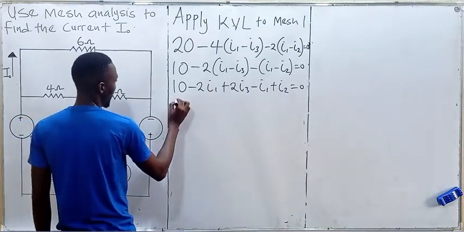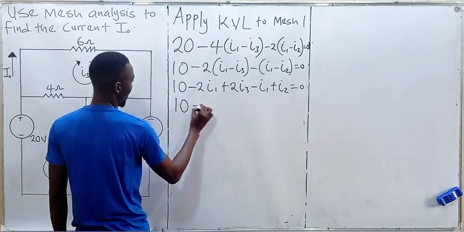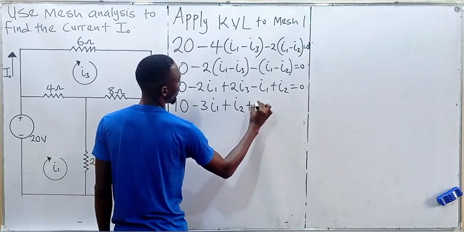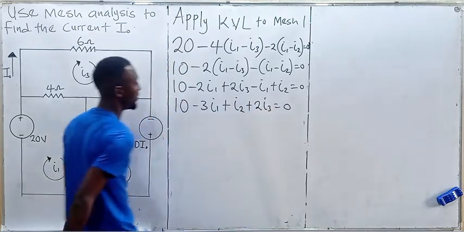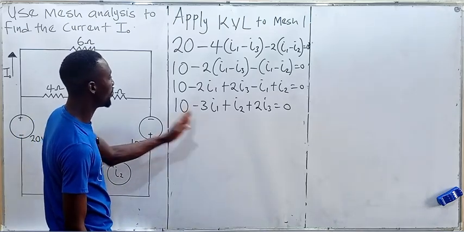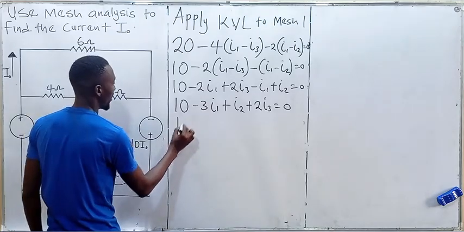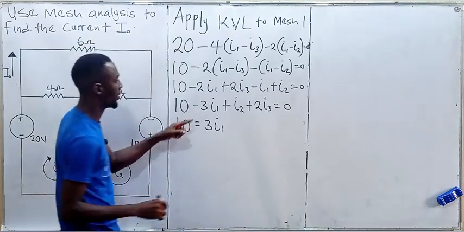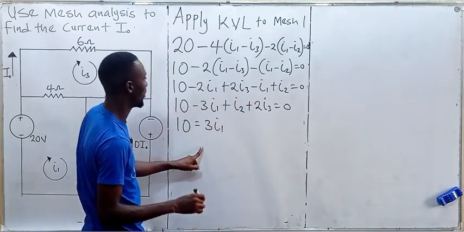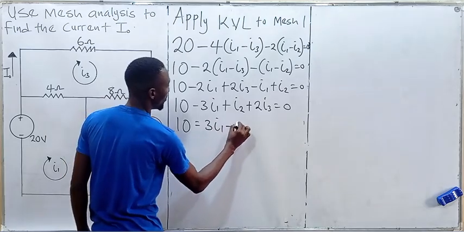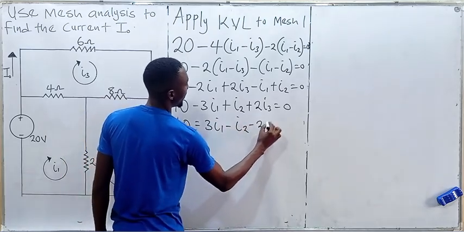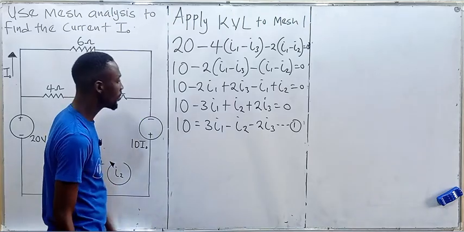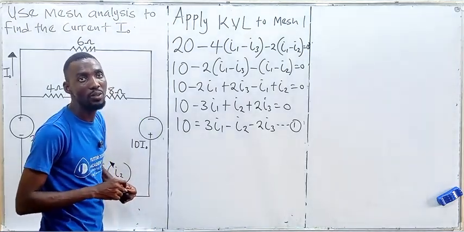So we are going to have 10, then minus 3I1 plus I2, then plus 2I3 equals 0. All right. So if we move everything that we have here to the other side, we're going to have 10 equals 3I1. Let me check, I don't want to make any mistake. Okay, so 3I1, then our I2 is going to be minus I2, then minus 2I3. All right. So this is equation number 1. That is what we are going to have.